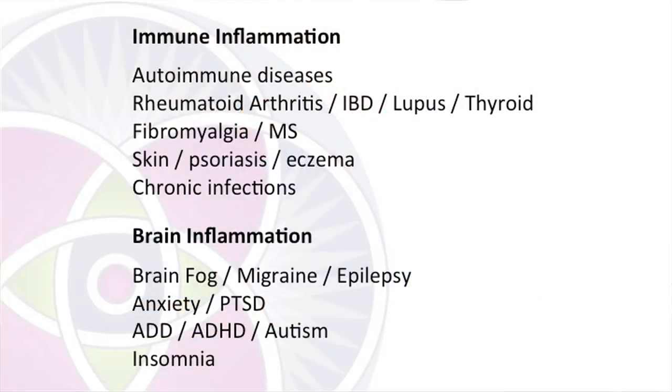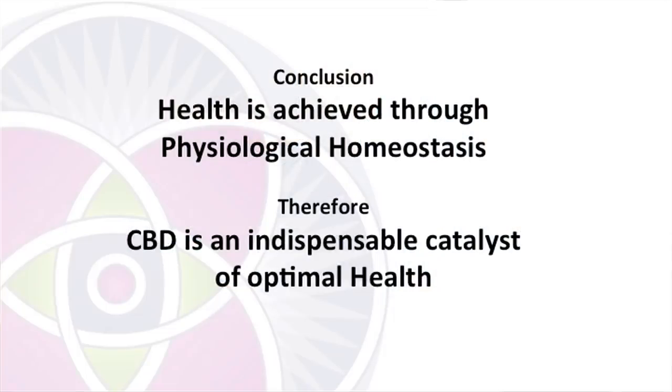So, if you are suffering from any of these conditions, any of these symptoms, CBD might provide you with tremendous healing, tremendous relief, right through your own natural endocannabinoid system that brings homeostasis, both to your immune system and to your central nervous system. So in conclusion, what have we learned from this conversation? That health is achieved through physiological homeostasis, right through our natural endocannabinoid systems. And therefore, CBD is an indispensable catalyst for optimal health.